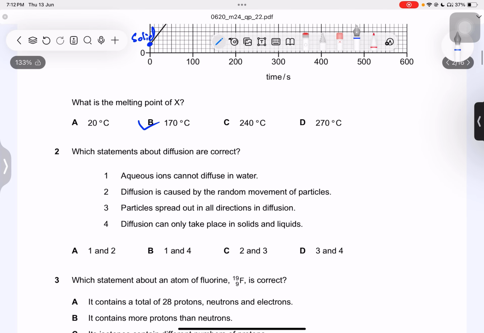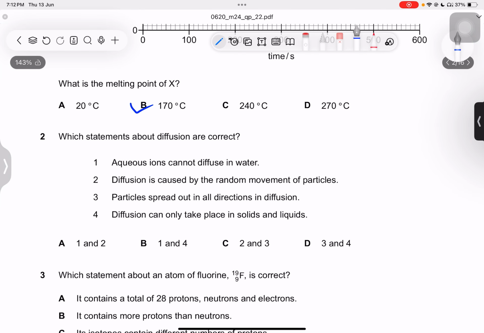Next, which statements about diffusion are correct? Aqueous ions cannot diffuse in water. Why not? We have ions in a solution. Why can't they diffuse? They can diffuse. Diffusion is caused by the random movement of particles. Yes, due to the random movement of particles, they move.